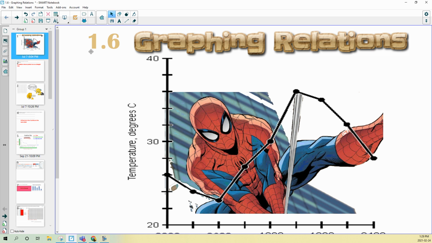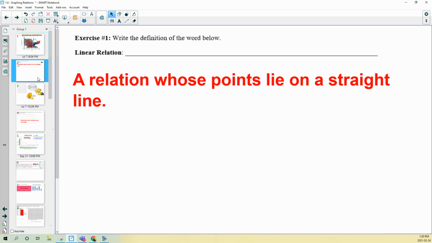All right, welcome to 1.6 graphing relations. So let's first start with exercise 1. What is the definition of a linear relation? A linear relation is a relation where the points on a line form a straight line.